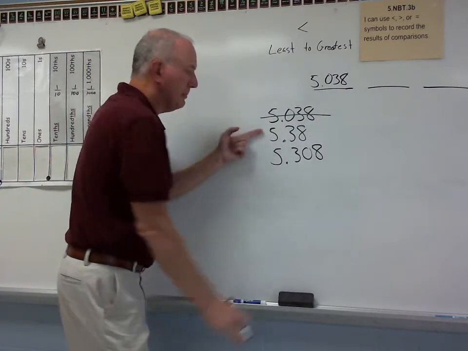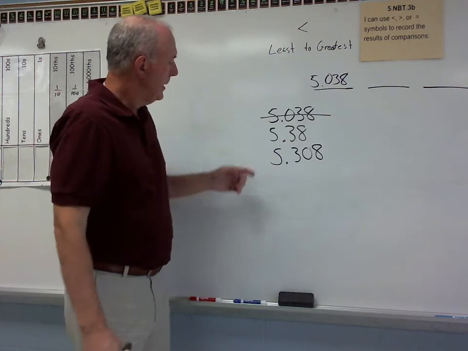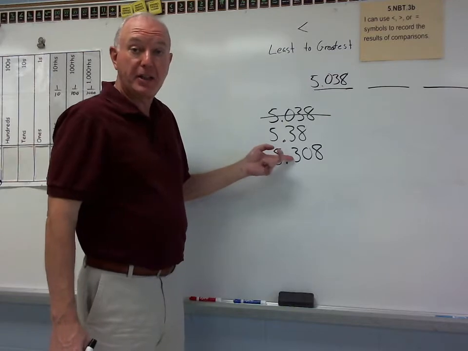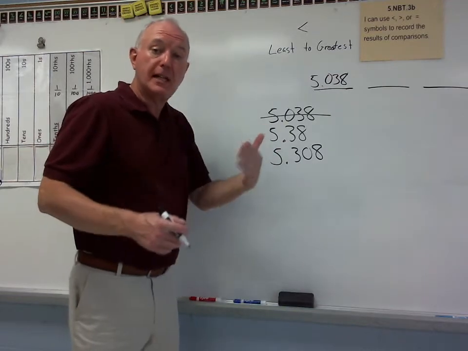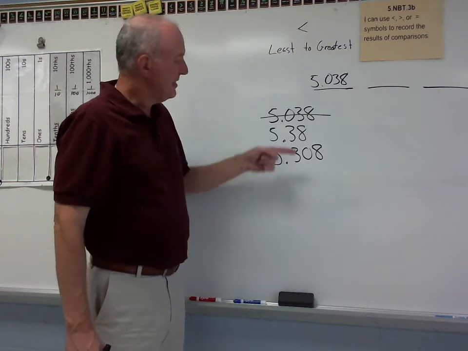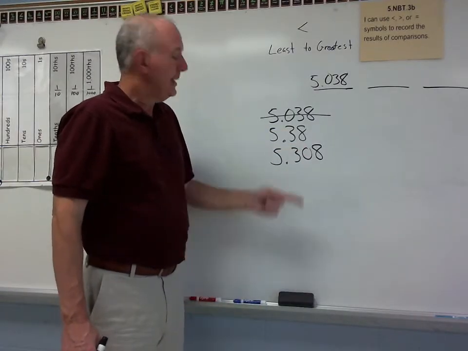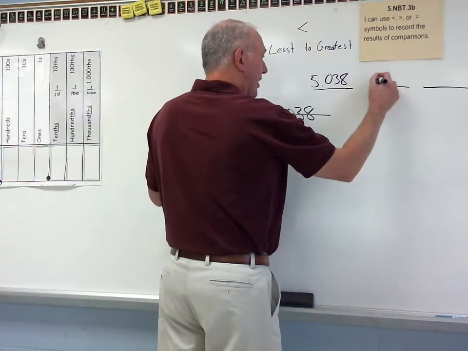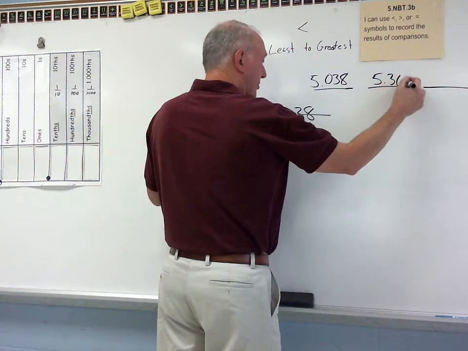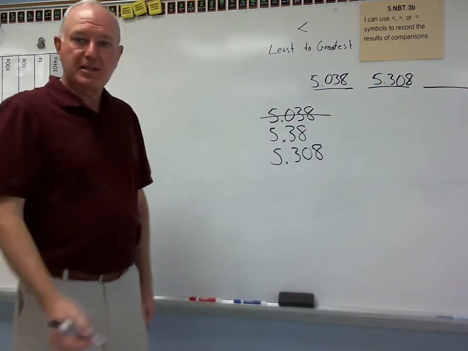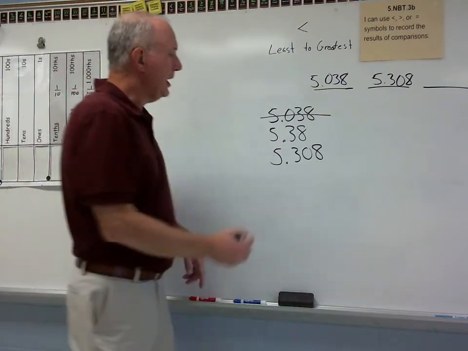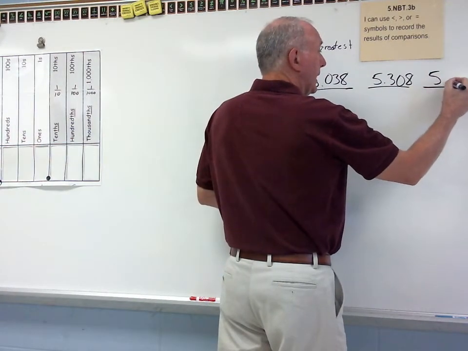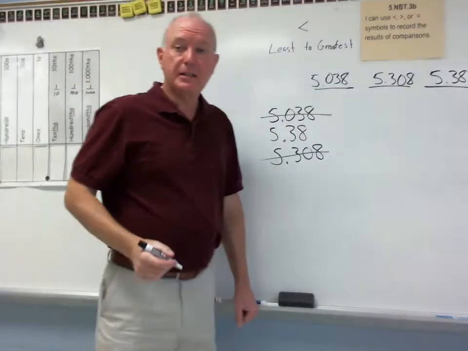I've used it. I only have two numbers left. Let's find out which one is smallest. Now, we've already compared the 5s, and they're equal. How about 3 and 3? We've already done that, and they're equal. So let's move to the next place over to the right. Which is less, 8 or 0? 0. So that's our next smallest. So we'll write that up here, 5 and 308 thousandths. And then our last number has to be the greatest because it's the only one left. So that's 5 and 38 hundredths right there.